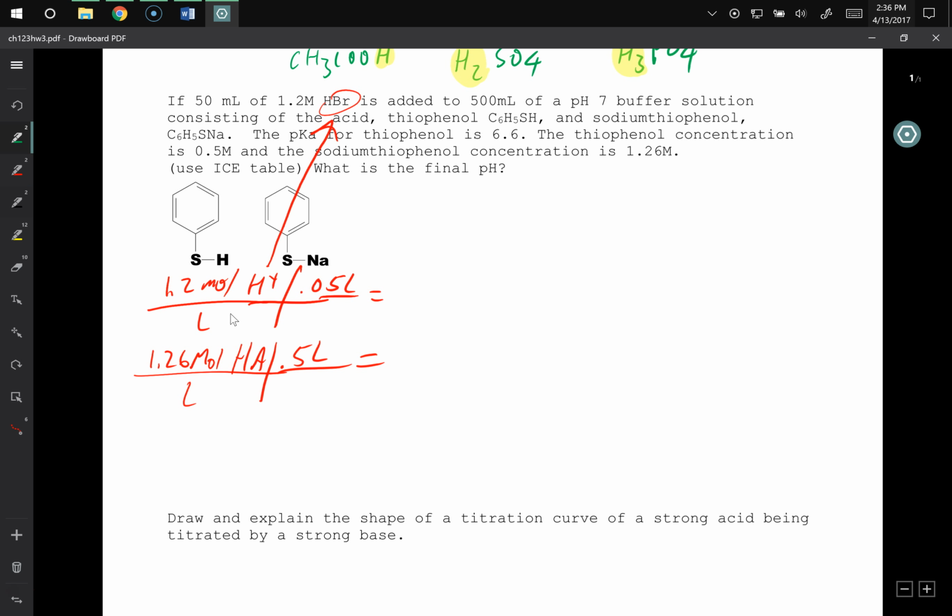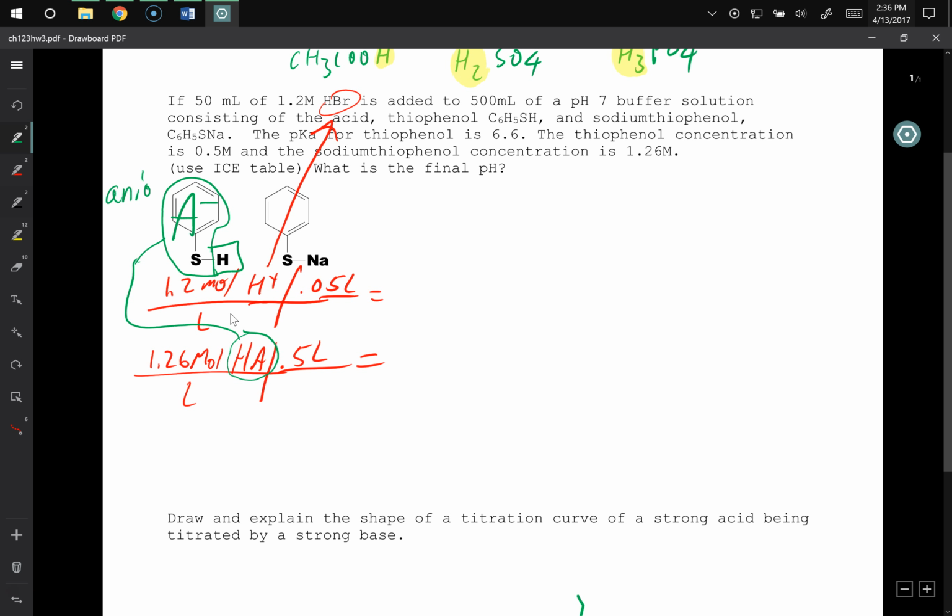So what do I have here? Why is this HA? Because it's an H, and then the rest of this, when the H comes off, is what? It's an anion, and anions are negatively charged. So we'll just use HA as the generic weak acid form. And then I've got 0.5 mole per liter A negative and a half a liter.